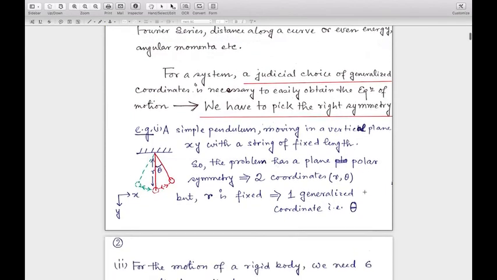So try to understand how to really think of choosing these generalized coordinates. Let's say the case of a simple pendulum moving in a vertical plane. As you can see, this is the plane of the paper where this is moving, and the length of this pendulum is fixed. That is the constraint. So it makes the r fixed. Although we know that the problem is of plane polar symmetry character, so it should have two coordinates, r and theta, now according to the constraint, r is fixed, so we only have one generalized coordinate, theta, right?